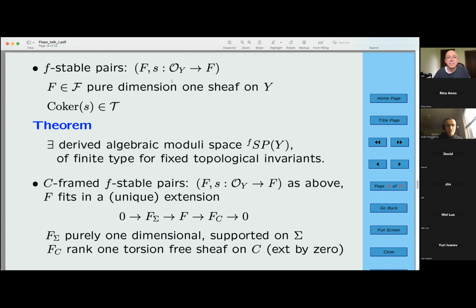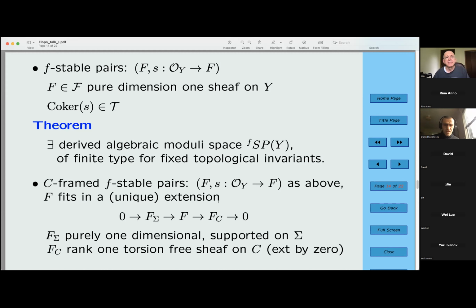It has a one-dimensional support, and it doesn't admit any subsheaves supported in 0 dimensions. So if you think in terms of structure sheaves of schemes, it doesn't have embedded points or things like this. So it's a nice condition.